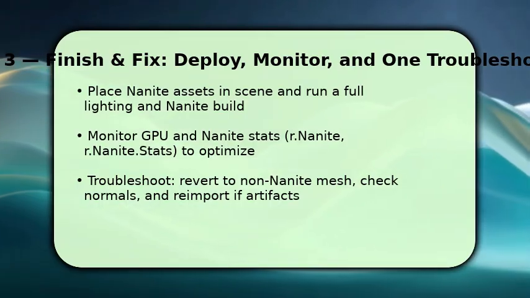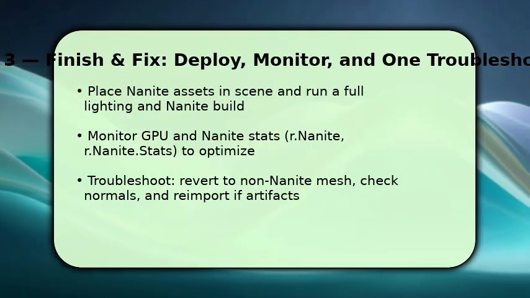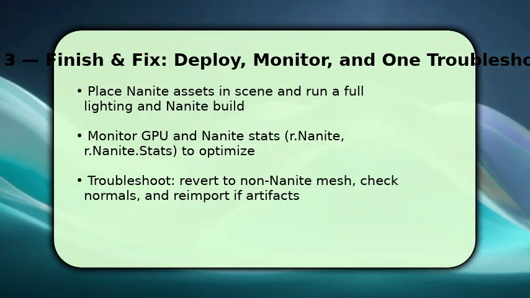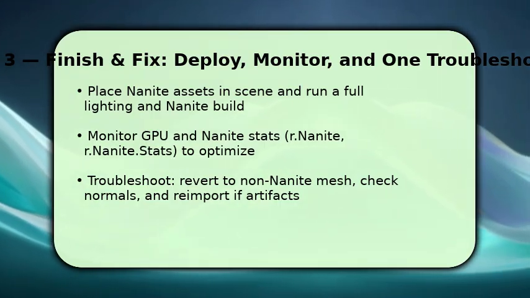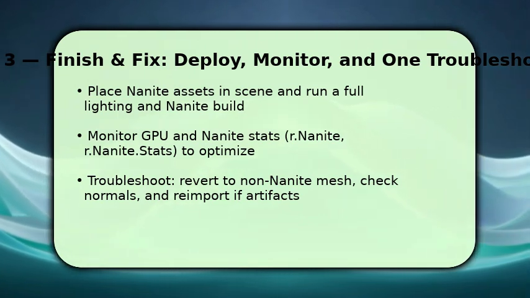If you see visual artifacts or missing geometry, revert the asset temporarily to non-Nanite, inspect normals and UVs, then re-import with corrected settings. One key tip: if things go wrong, disable Nanite on the problematic mesh, fix the source file, then re-enable. This isolates issues.